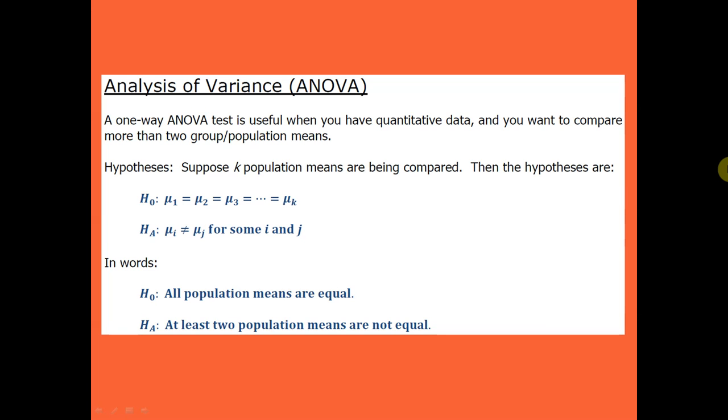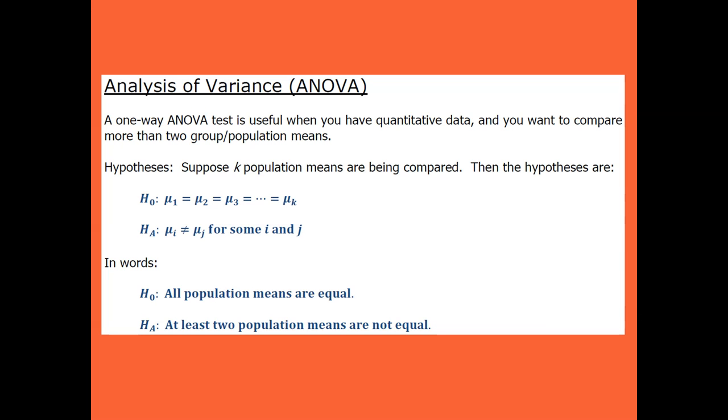The analysis of variance, which is typically phrased in an abbreviated fashion as ANOVA. There are more complicated versions than the one-way ANOVA test, but that's the natural starting point, so that's what we're going to focus on. A one-way ANOVA is useful if you have quantitative data, you want to compare means, and you have more than two of them.